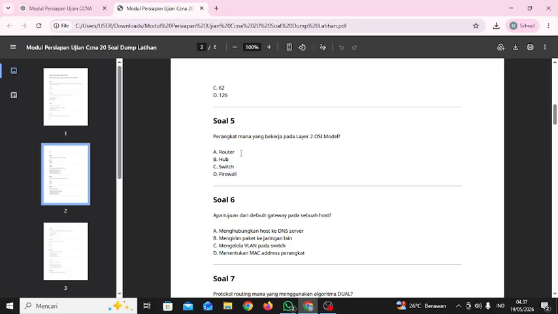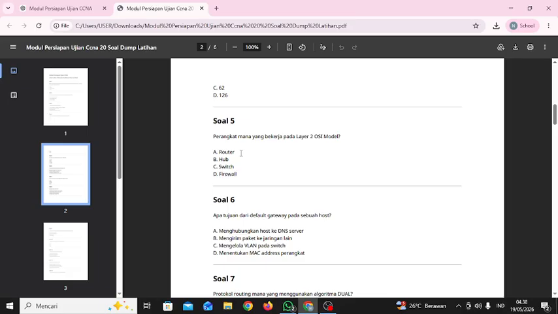Okay, and then explanation: layer 2 switch operates using MAC address. The switch learns MAC address dynamically and stores them in the MAC address table. Its main function is forwarding Ethernet frames efficiently between devices. Okay, why are the others incorrect?